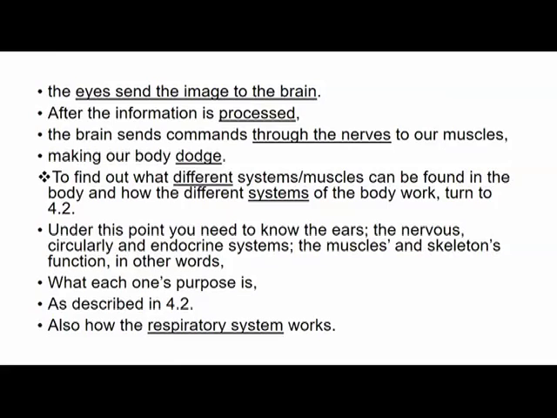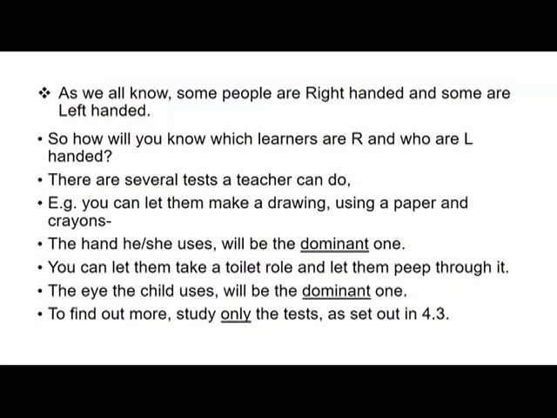To find out what different systems and muscles can be found in the body and how the different systems of the body work, turn to 4.2. Under this point, you need to know the ears, the nervous, the circulatory, and endocrine systems. The muscles and skeleton's functions, in other words, what each one's purpose is, as described in 4.2. Also, how the respiratory system works.